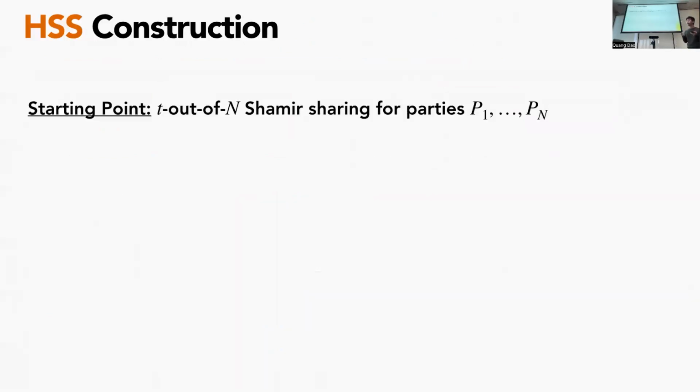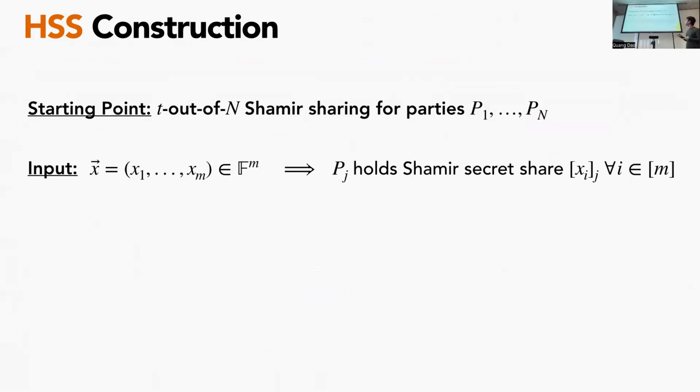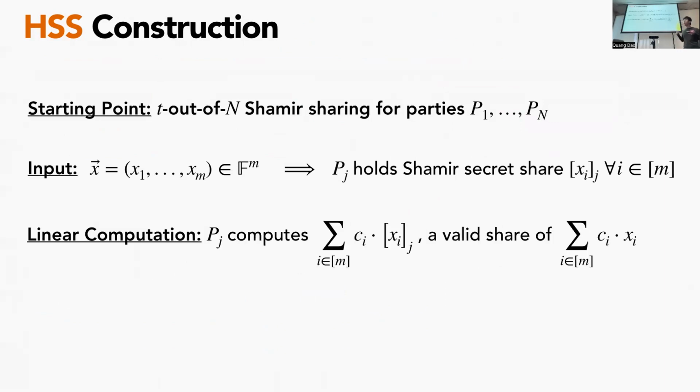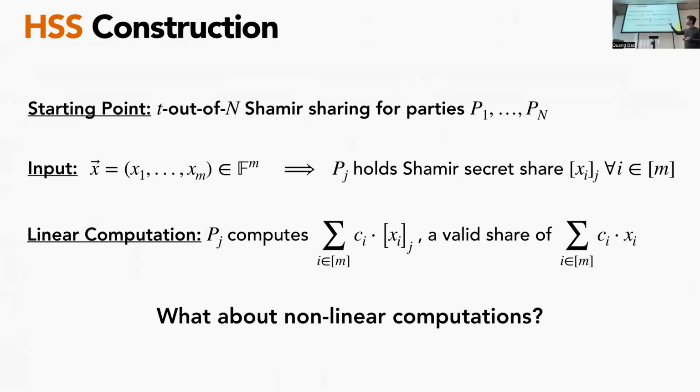In our HSS, let me start by recalling Shamir secret sharing. This also holds for any linear secret sharing; I'm just saying Shamir as an example. For any linear secret sharing scheme, we can evaluate linear functions on the secret shares locally. The parties basically just perform the same linear combinations on the secret shares. So linear operations are not a problem. The real problem is how to handle nonlinear computations. Concretely, if you have secret shares of X and secret shares of Y, how do we get secret shares of X times Y without communicating anything?